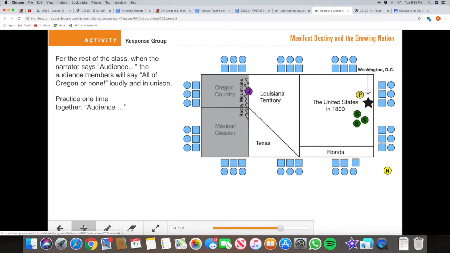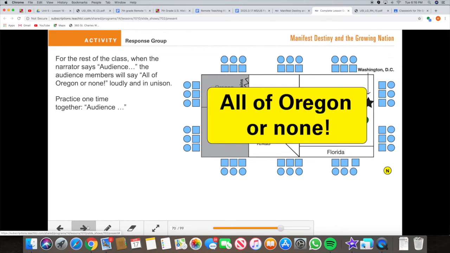Okay, when the narrator says audience, the audience members will say all of Oregon or none. Well, again, we are by ourselves in front of a computer screen. So if you feel like screaming all of Oregon or none, go ahead. Otherwise, we'll just pretend you did it. Okay.